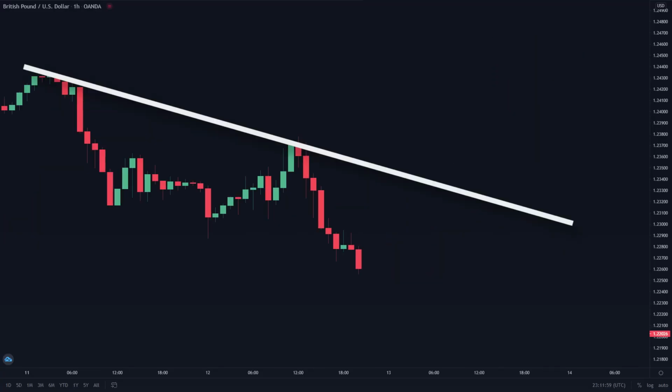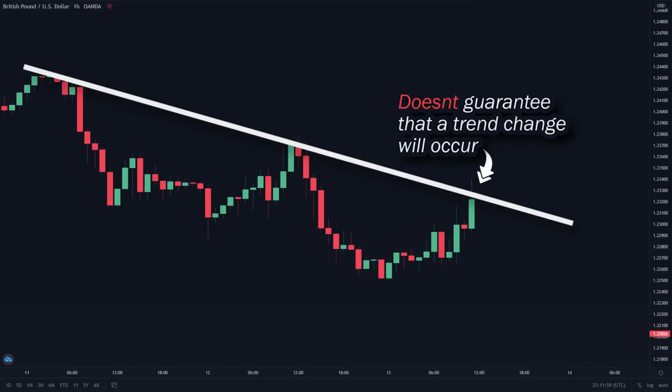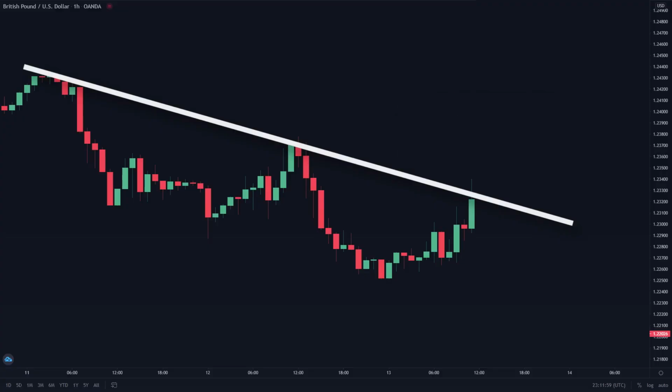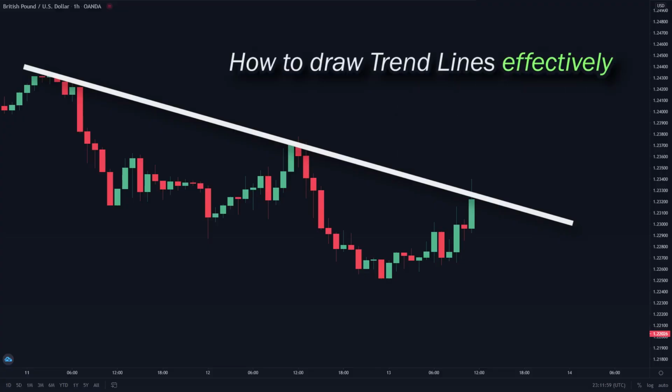Now remember, just because the price hits the trendline doesn't guarantee that a trend change will occur. You need to use additional price action techniques to confirm your analysis, which I will discuss later in the video. So now, I'm going to show you a simple way of drawing trendlines effectively.